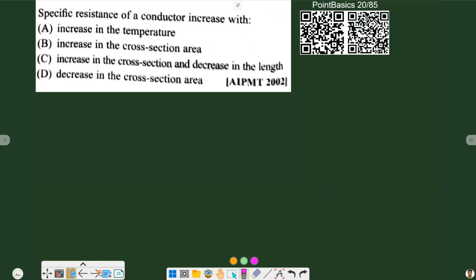Moving to the next one. Specific resistance of a conductor increases. Specific resistance means rho.